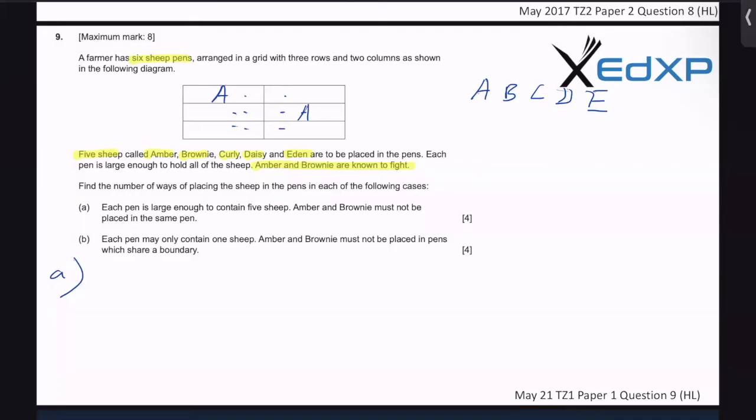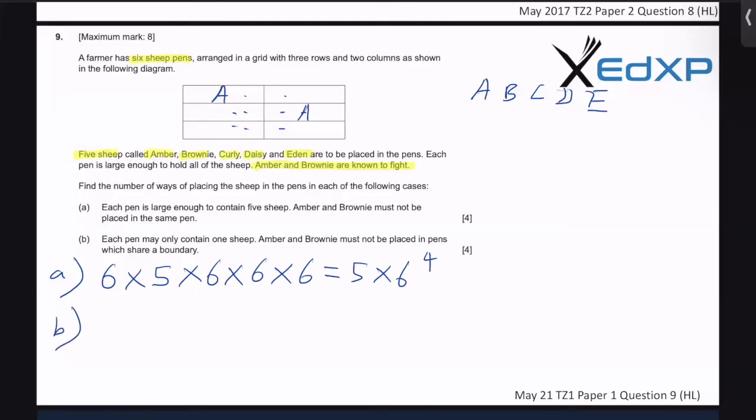I hope you know what I'm saying. So let's put Amber first. Sheep Amber has 6 options, but Brownie has only 5. And the rest, I believe, have only 6 options each. Since this is a Paper 1, I think we don't need a calculator. It's 5 times 6 to the power of 4. So that's the answer for part A.